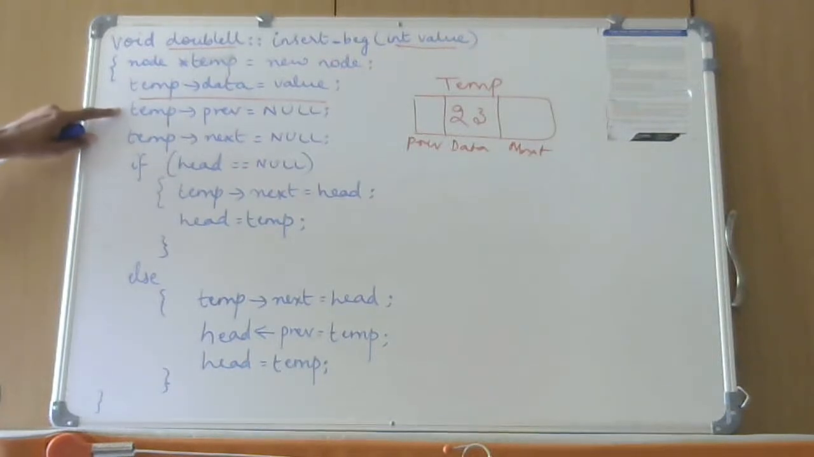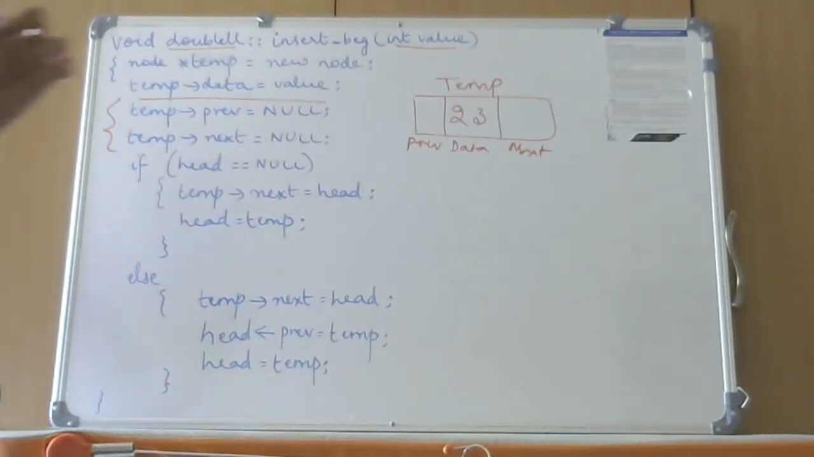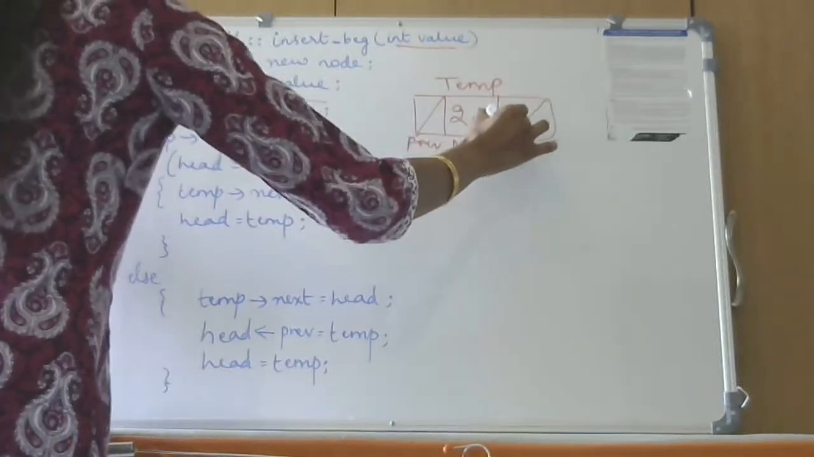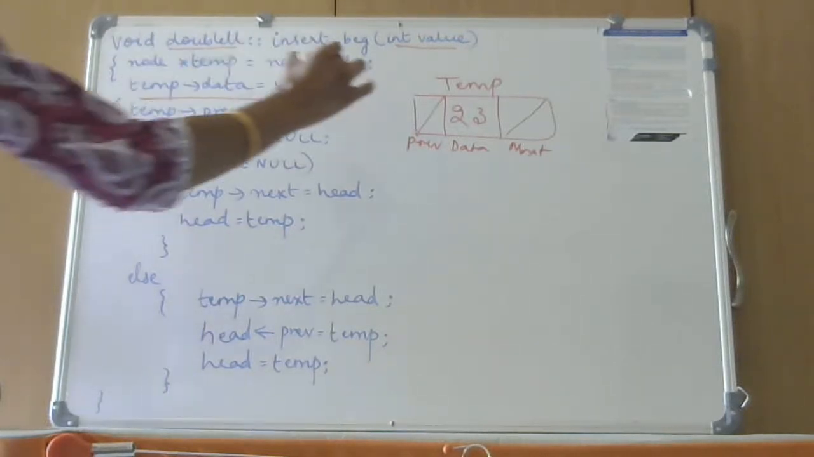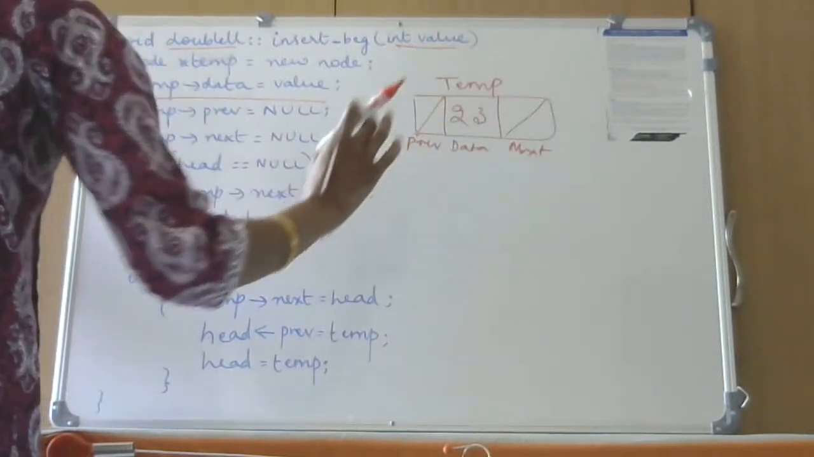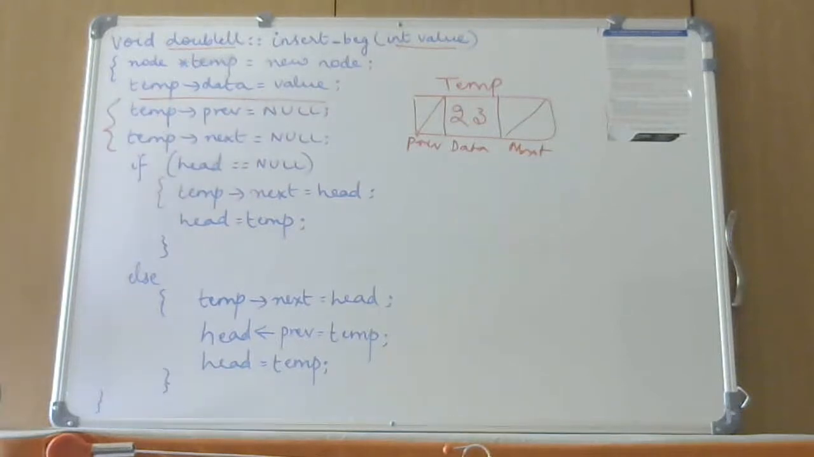Now, temp of previous is equal to null, temp of next is equal to null. See these two? I am just keeping my node ready. That's all. Temp of previous will be null, temp of next will also be null. So my node to be inserted inside the double linked list is now ready. Now where I want to insert it and how do I insert it is what we are going to see. Are you clear? My node is ready. Data I have put in the data field. Previous is null and next is null because it's a single node.